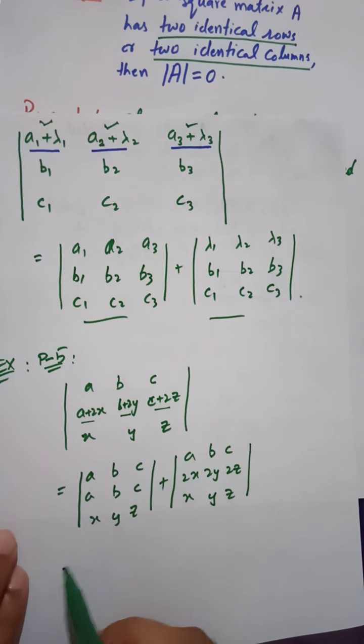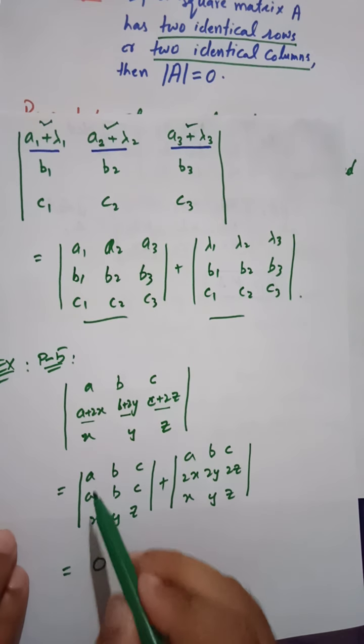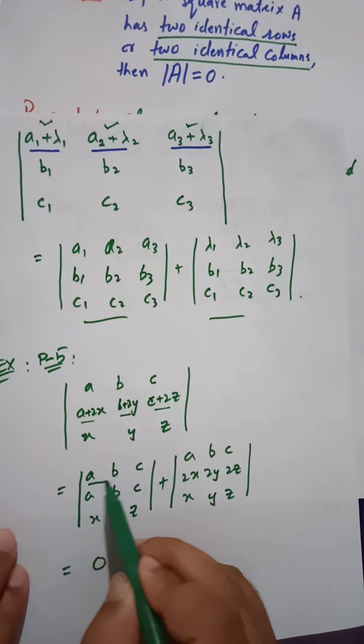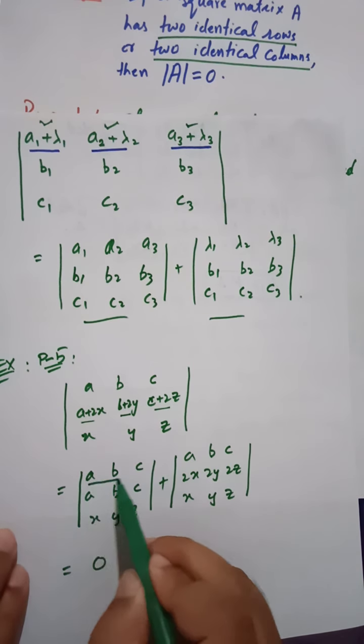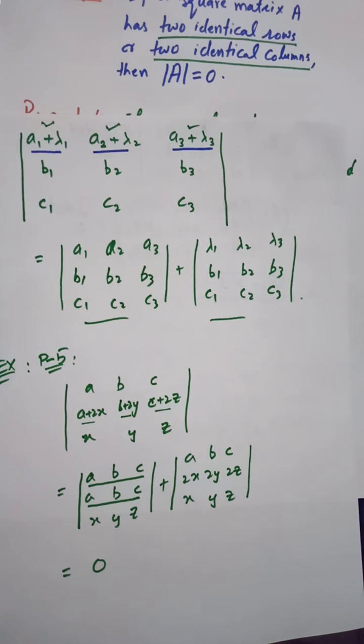So this determinant equals 0, because when two rows or two columns are identical in a matrix, its determinant must be 0. We studied this property. So this determinant is 0.